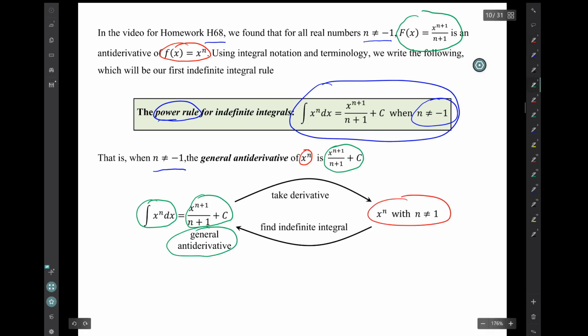not equal to -1. If you take this function form and you find its derivative, you get x to the n. If you take x to the n with n not equal to -1 and find its indefinite integral, you get back to that function form.